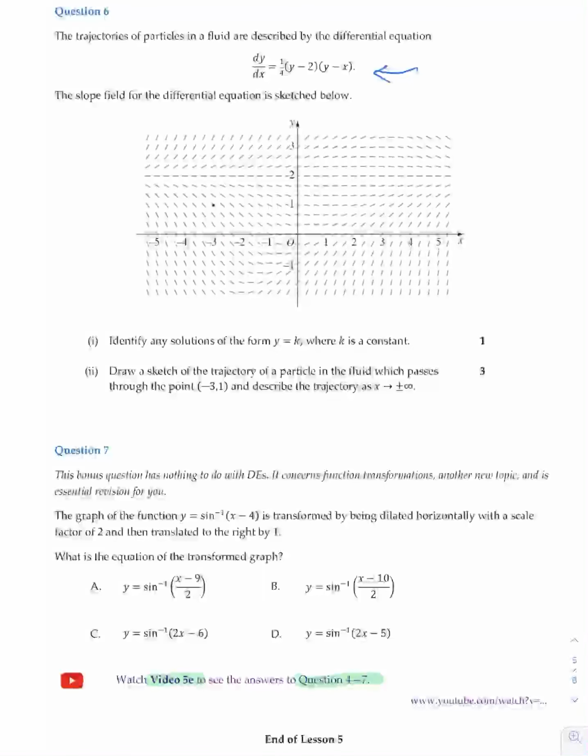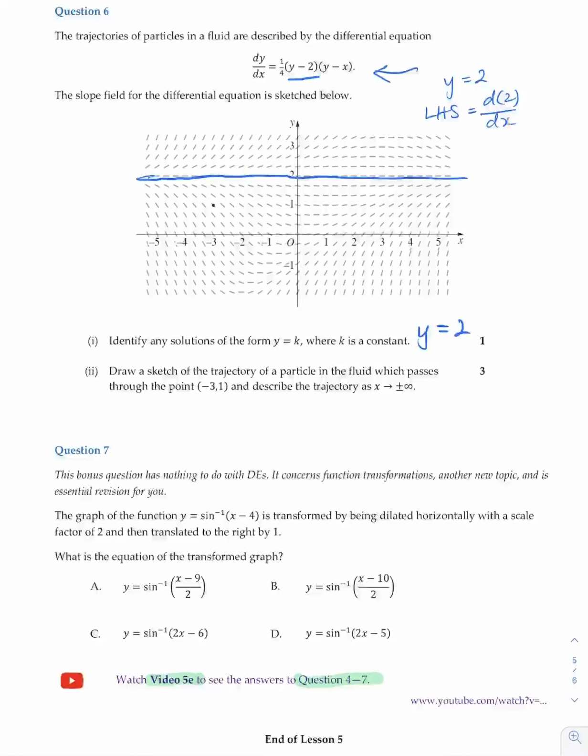And we can tell, it stands out in the slope field that y equals 2 is a solution. And we've answered before by looking at, well, if y equals 2, then both sides of this are 0. The left-hand side is the derivative of 2, which is 0, and the right-hand side is 0 because y minus 2 is 0. This has been covered very well in earlier lessons. So y equals 2 is the answer to this, and we only need to identify it. We don't need to explain anything.